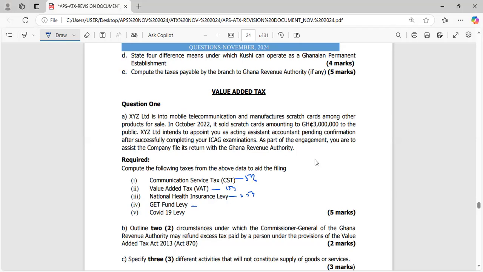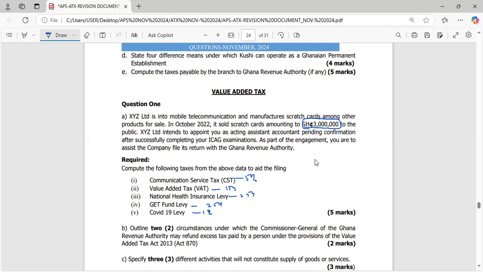Okay. So then, Nathaniel, if you are talking, we have to do it individually, right? Yes, so this is the invoice amount. So the first thing we'll calculate is our VAT, the first amount. Then once we get our VAT, we less it before we compute other communication service tax, NHIL, GetFund.